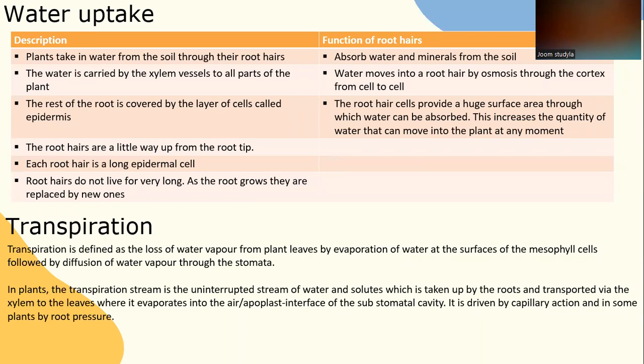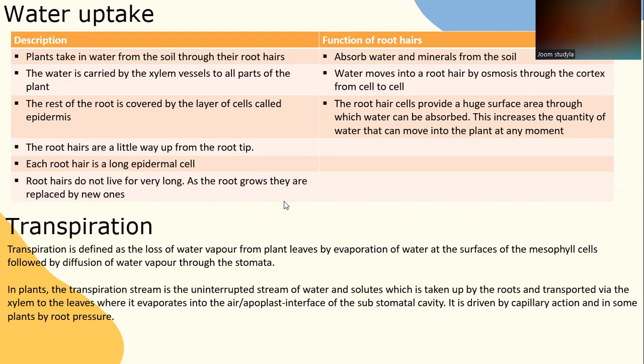Water uptake. Plants take in water from the soil through their root hairs. The function is to absorb water and minerals from the soil. The water is carried by the xylem vessels to all parts of the plant, and the water moves into the root hair by osmosis, through contact from cell to cell. The rest of the root is covered by a layer of cells called the epidermis, and the root hair cells provide a huge surface area through which water can be absorbed. This increases the quantity of water that can move into the plant at any moment. The root hairs are a little way up from the root tip. Each root hair is a long epidermal cell. Root hairs do not live for very long; as the root grows, they are replaced by new ones.